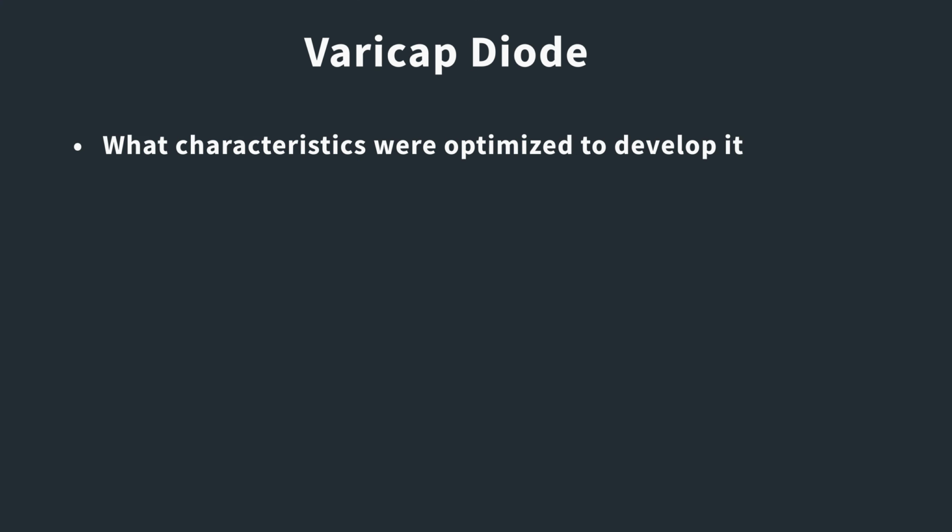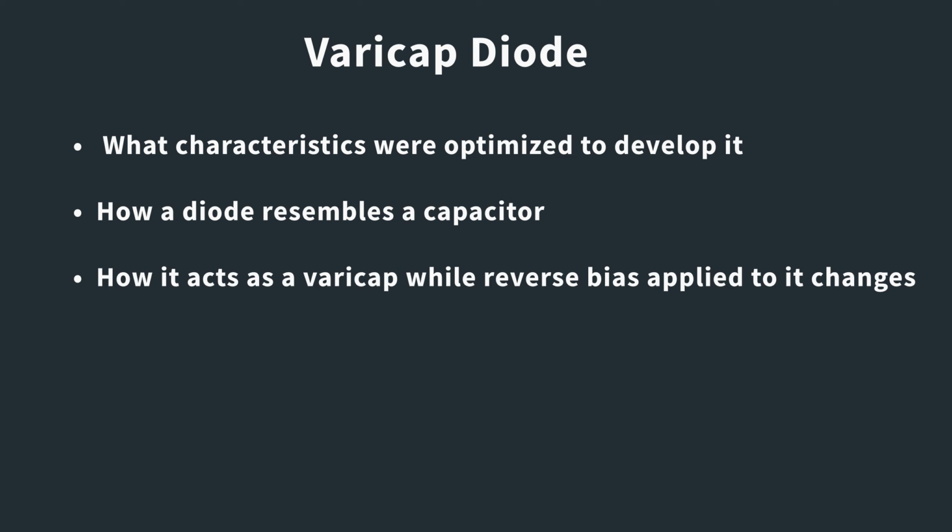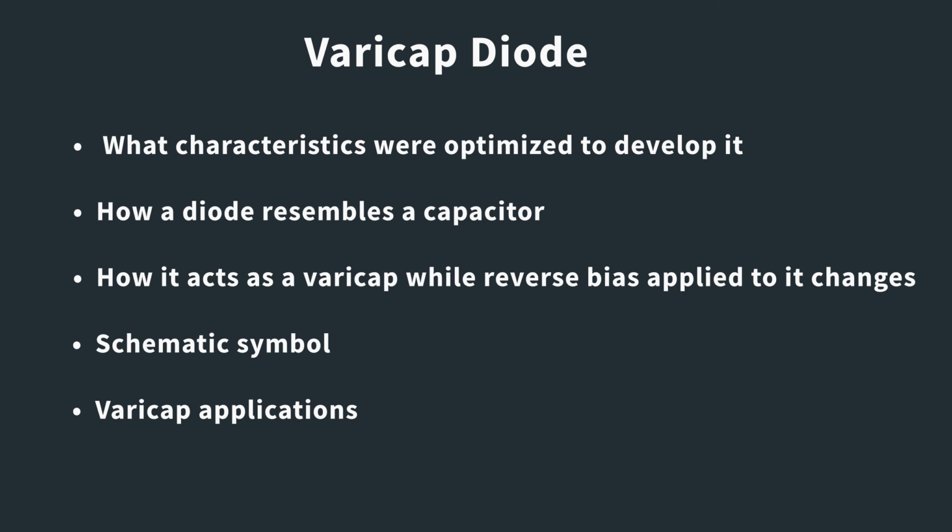So in this tutorial, we discussed the VariCap diode and what characteristics of the diode were optimized to develop it. We also discussed how a diode resembles a capacitor and how it acts as a variable capacitor as the amount of the reverse bias applied to it is changed. We also showed you its schematic symbol, introduced some of its applications, and discussed how it was used in a circuit.